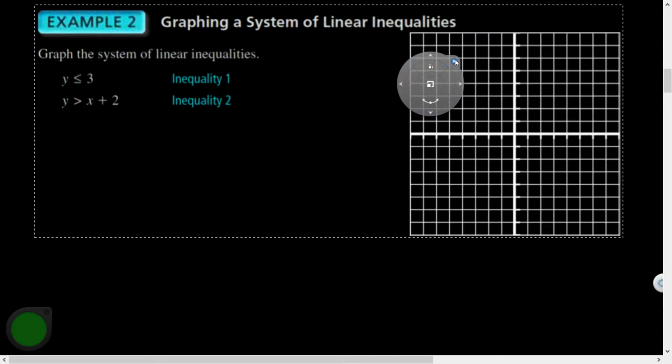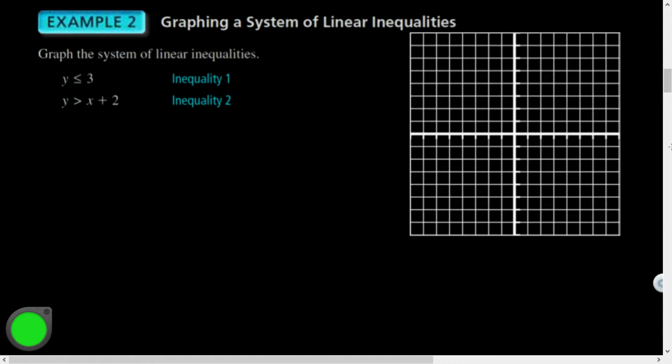All right, example two. Graph the system of linear inequalities. All right, so y is less than or equal to 3. I'll do some y is less than or equal to 3 work over here. Actually, let me make that my blue line. So, why is it less than or equal to 3?